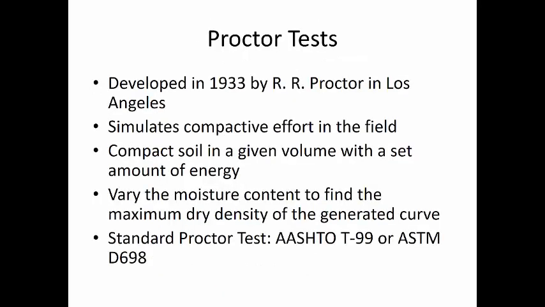So that Proctor test is a laboratory test that was developed in Los Angeles in the early 1900s, and it was specifically designed to allow for what at the time was determined to be the maximum amount of compactive effort that could be applied to that soil. Once that was determined, the soil is compacted into a specific known volume mold by a specific amount of energy. The moisture content is varied to allow for a curve to be generated as the dry unit weight of the soil is changing due to the variation of the moisture content.